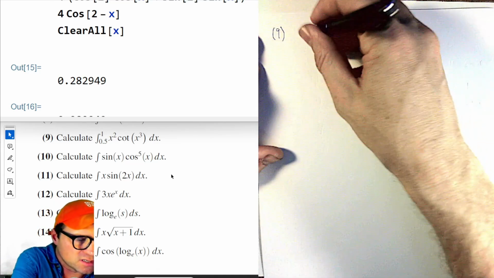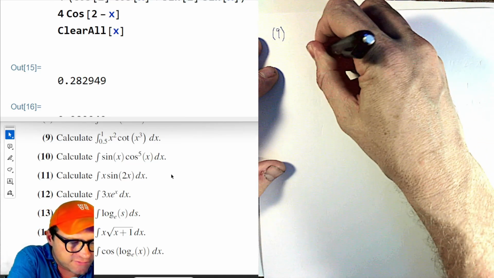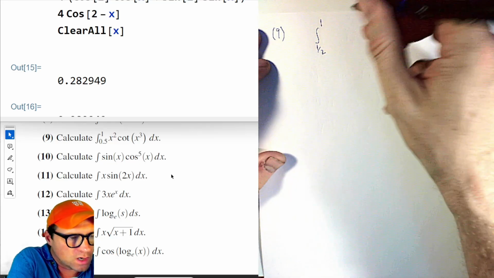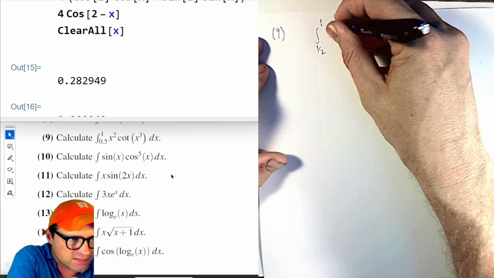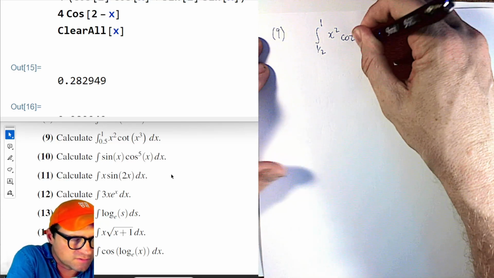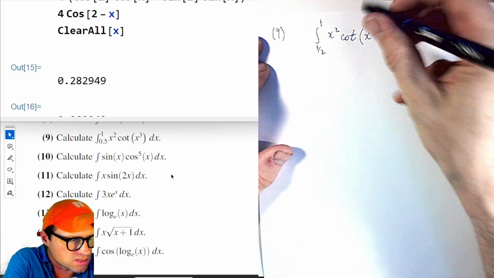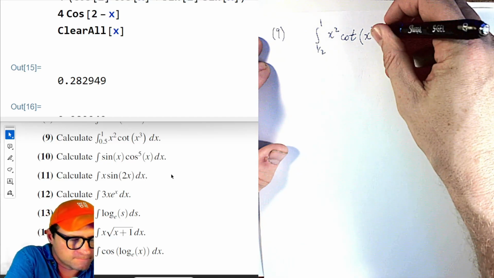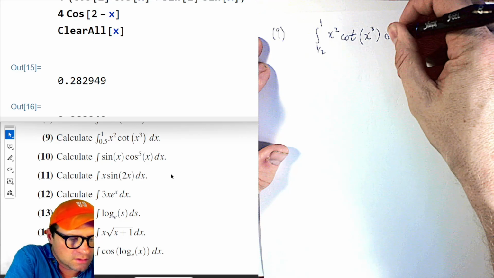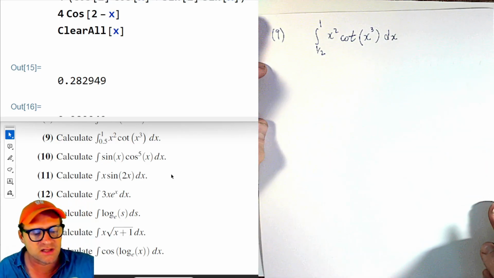Okay, so in question 9, we are integrating from 0.5, and I'm just going to write a half here, to 1. Okay, then we have x squared cot. Remember, cot was the multiplicative inverse of tan. So cot is cos over sine. Okay, so it looks like we might need multiple substitutions in this one.